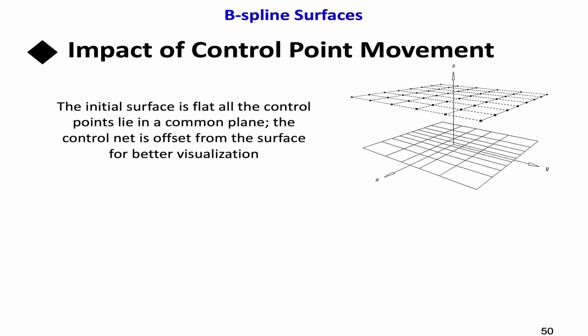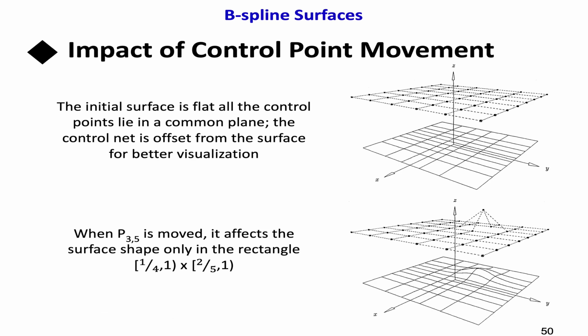You can see this initial surface is flat, and the control points lie in a common plane. The control net is offset from the surface for better visualization. If we move a point, P35, it affects the shape only in the rectangle where it lies. So the other rectangles remain flat, and only the rectangle of the moved point is affected.